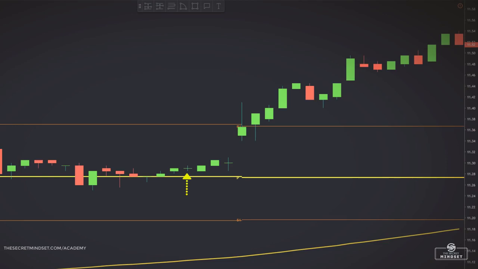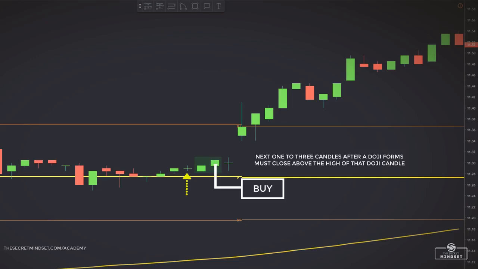The next 1 to 3 candles after a doji forms must close above the high of that doji candle. The close is the confirmation that a bullish transition took place. So in this pattern, we are looking for a specific conditional change to take place in the market, namely a higher closing high above a doji's high, but it must occur near the pivot point level. That's the most important part of this setup, which will help to eliminate and filter out false signals.